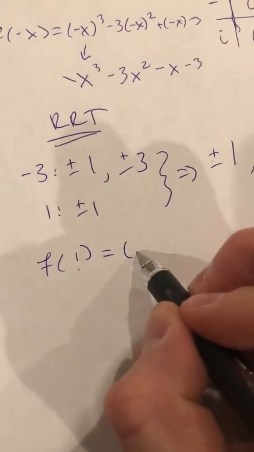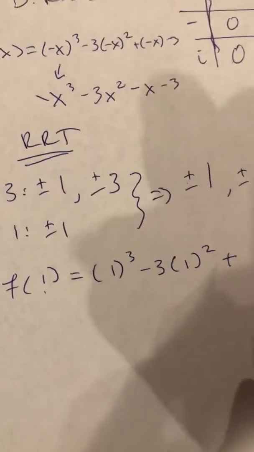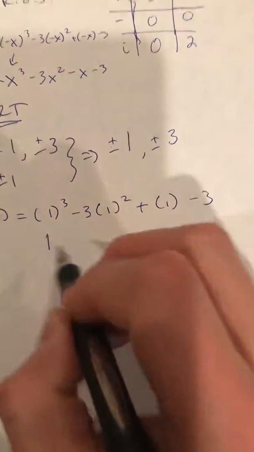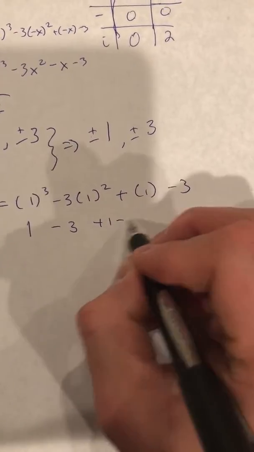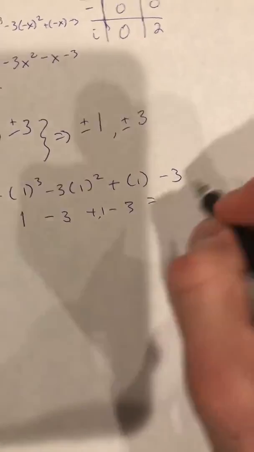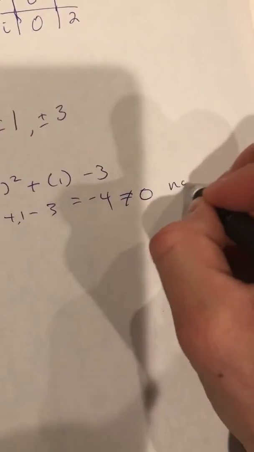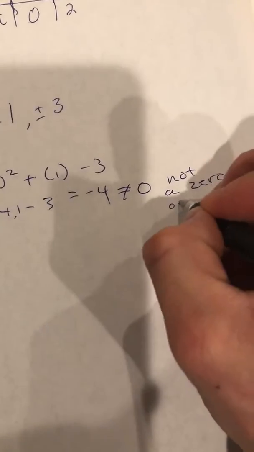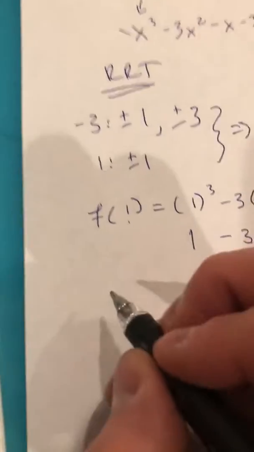So I have 1 to the third power minus 3 times 1 squared plus 1 minus 3. Okay, this will be 1 minus 3, because 1 squared is 1, times 3 is 3, plus 1 minus 3. Negative 2, negative 1, negative 4. So since that does not equal 0, it is not a zero or factor. That's how rational root theorem will help us in combination with remainder theorem. Okay, let's try another one.